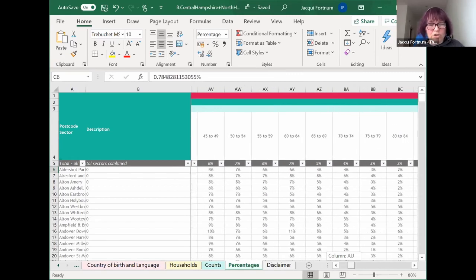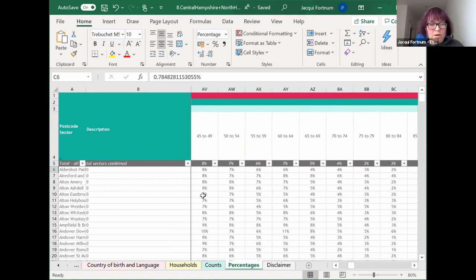So, for example, if we just have a very quick look at, let's have a look at age groups here. And go back to the beginning of the age groups. So let's pick on one that looks a bit different.